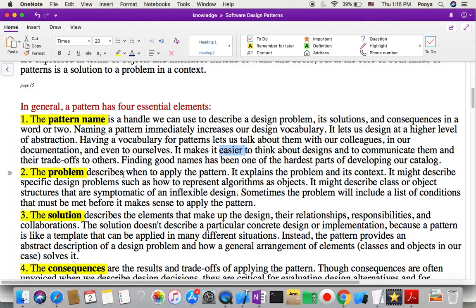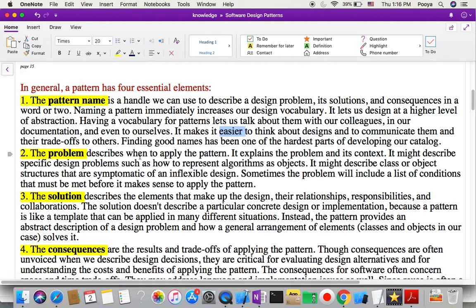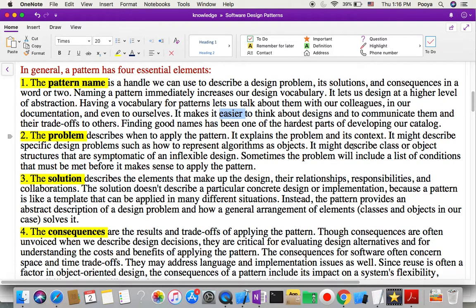Yeah. The problem, described as number 2 of the essential elements of a design pattern. The problem describes when to apply the pattern. It explains the problem and its context. It might describe a specific design problem, such as how to represent algorithms as objects. It might describe class or object structures that are symptomatic of an inflexible design. Sometimes the problem will include a list of conditions that must be met before it makes sense to apply the pattern. Okay? Yeah, this is the problem.